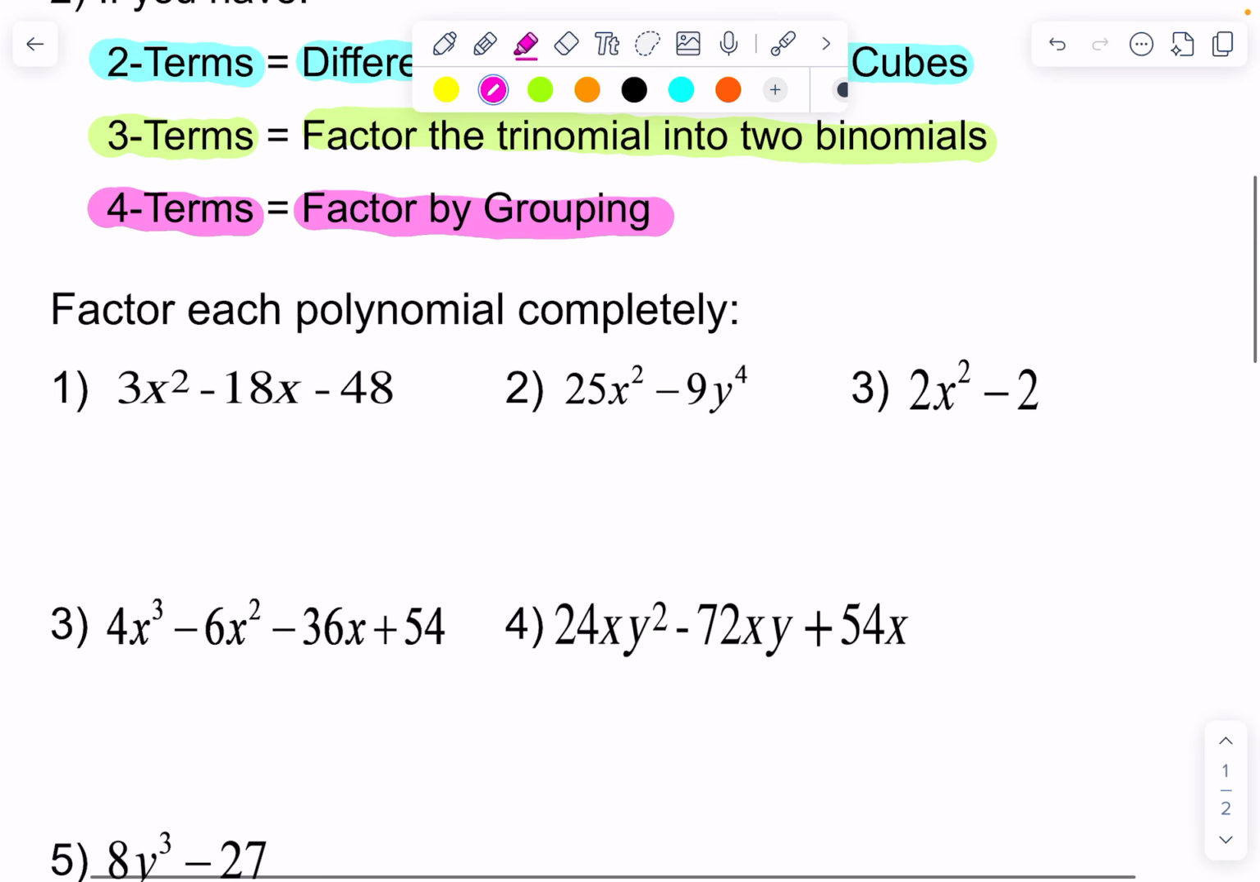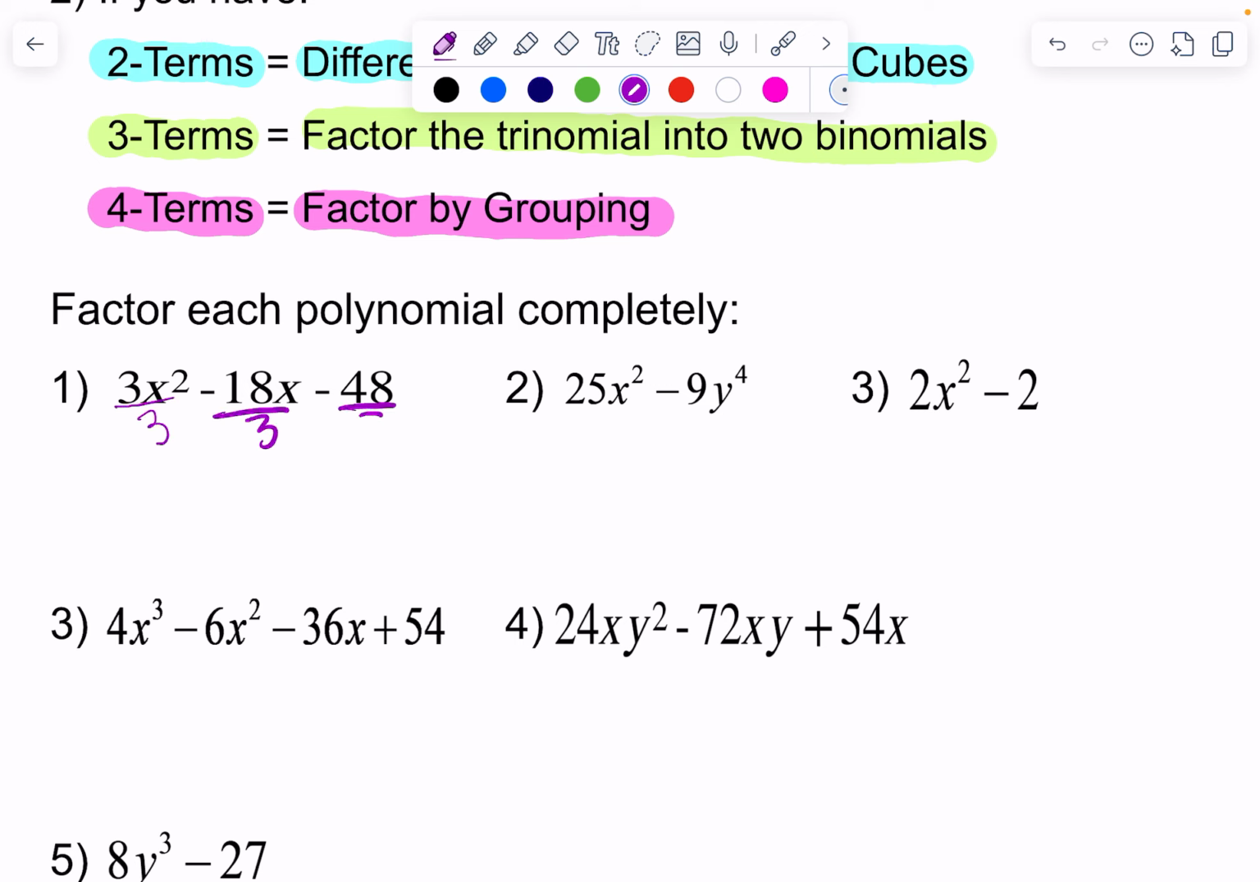Number one, first thing first, always look for a GCF. And in this particular case, I can absolutely factor out a 3 from every term. So I'm going to factor out my GCF of 3, leaving me with a leftover of x squared minus 6x minus 16.